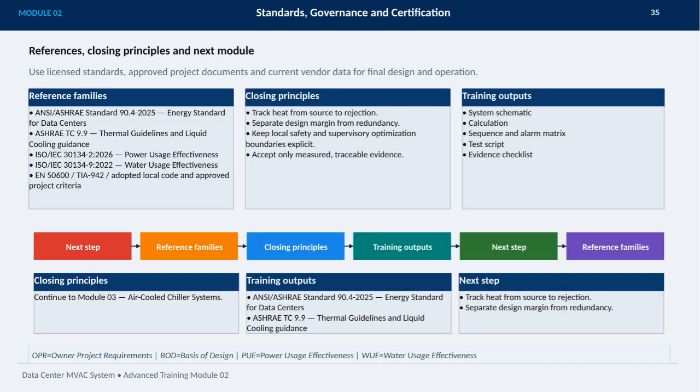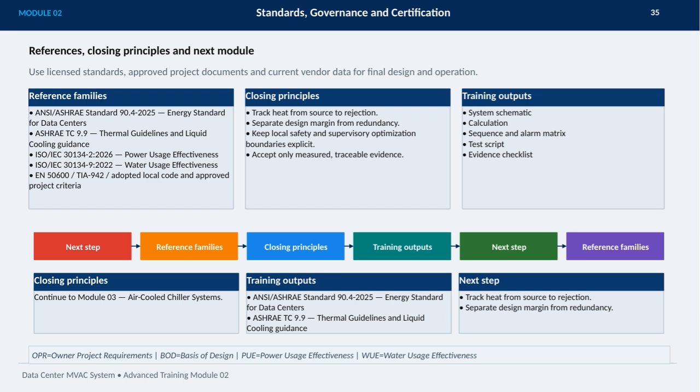Now that we've covered the core material, let's focus on some essential standards, governance, and certification elements. It's critical to use licensed standards, approved project documents, and current vendor data for the final design and operation of data center MVAC systems. Some key reference families you should be familiar with include ANSI/ASHRAE Standard 90.4-2025, which focuses on energy standards for data centers, ASHRAE TC 9.9 guidelines on thermal management and liquid cooling, and ISO/IEC standards for power and water usage effectiveness. Also important are EN 50600, TIA-942, and any adopted local codes and project-specific criteria.